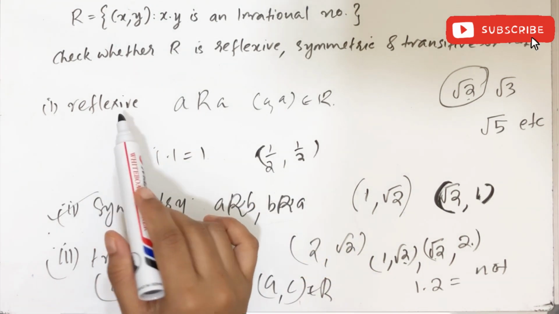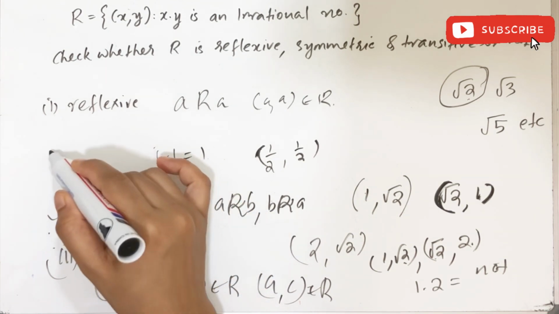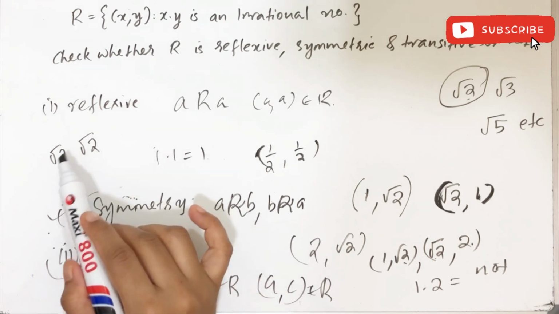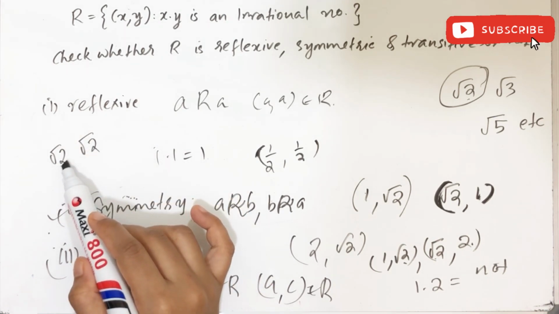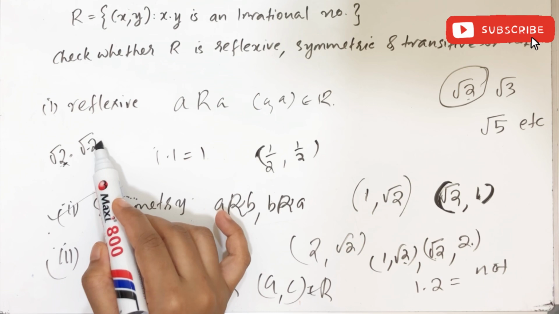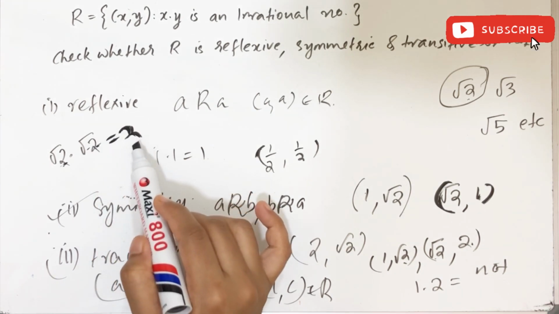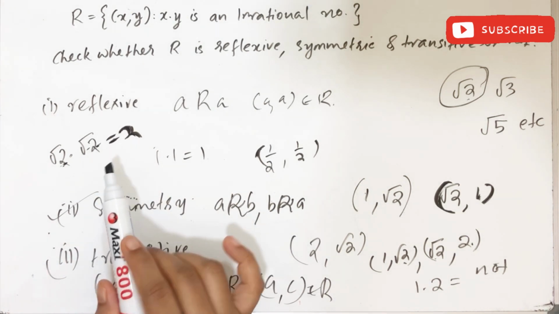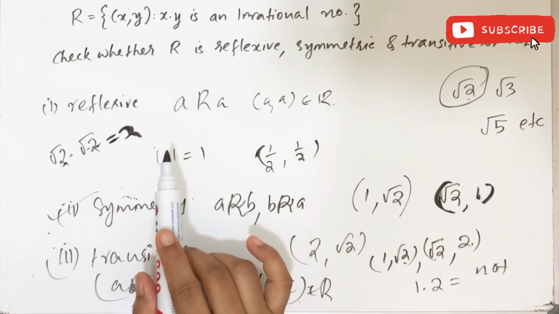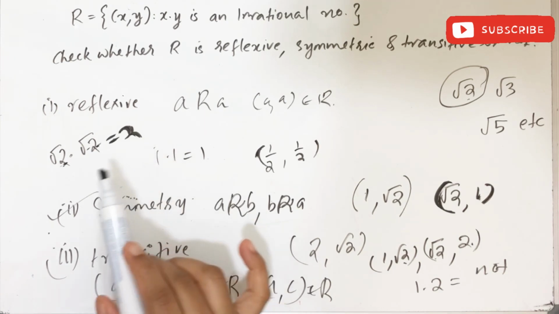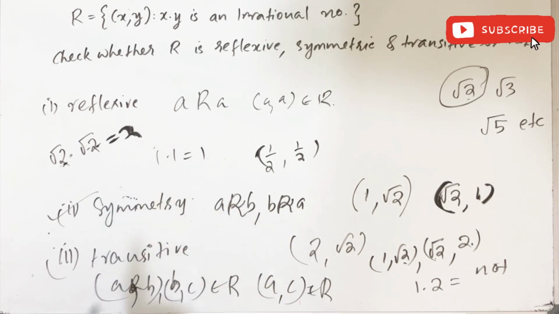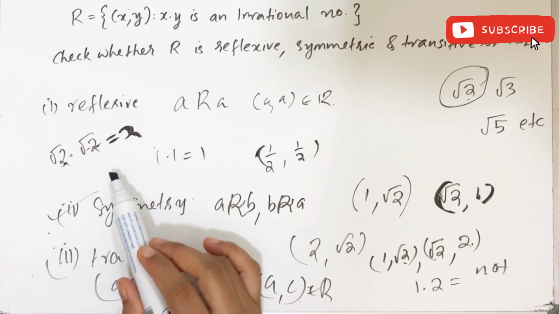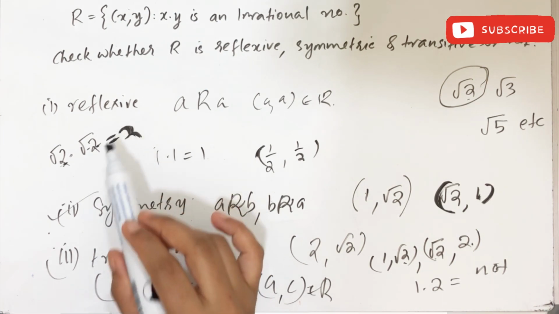For reflexivity, if we take an irrational number also, root 2 and root 2, what is its product? Root 2 into root 2 is 2. It is a rational number. So reflexivity fails for any number I take from the real numbers. And if I take an irrational number, it is also not related to itself.